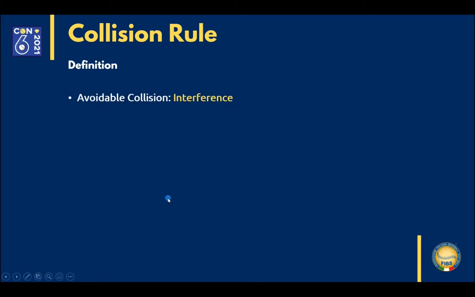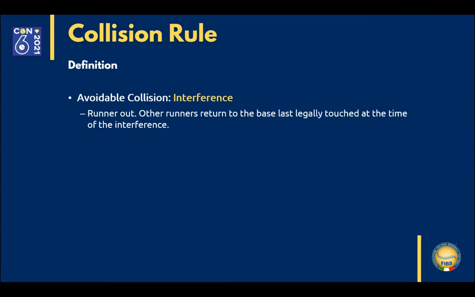If it comes to an avoidable collision, the correct call would be interference. On an interference call, the ball is dead. Time. So as a consequence, the runner is out, and all other runners return to the last base last legally touched at the time of the interference. All plays before the interference are of course not affected.